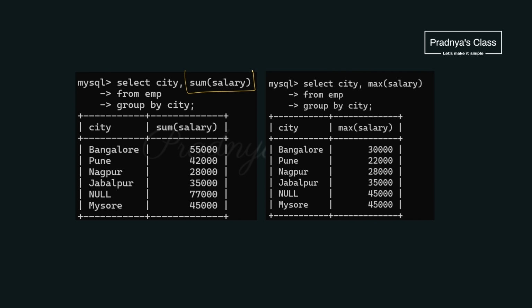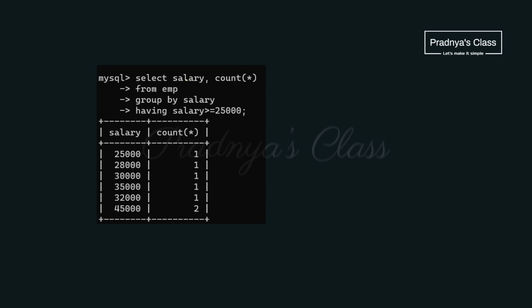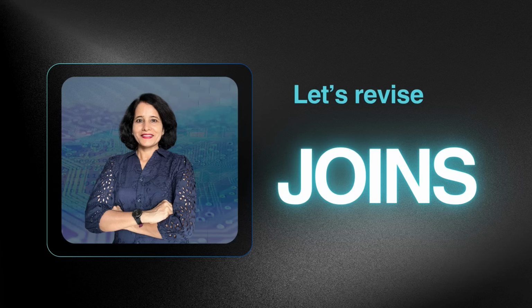So make sure you are grouping with the aggregate functions. When you are grouping the records, you can have a condition with the HAVING clause. Look at this example. We are counting the number of people grouped by salary, but the condition is salary should be greater than 25,000. So we need to count only those people based on the salary whose salary is greater than 25. Look at the data. The salary is greater than or equal to 25, and such people we are counting.